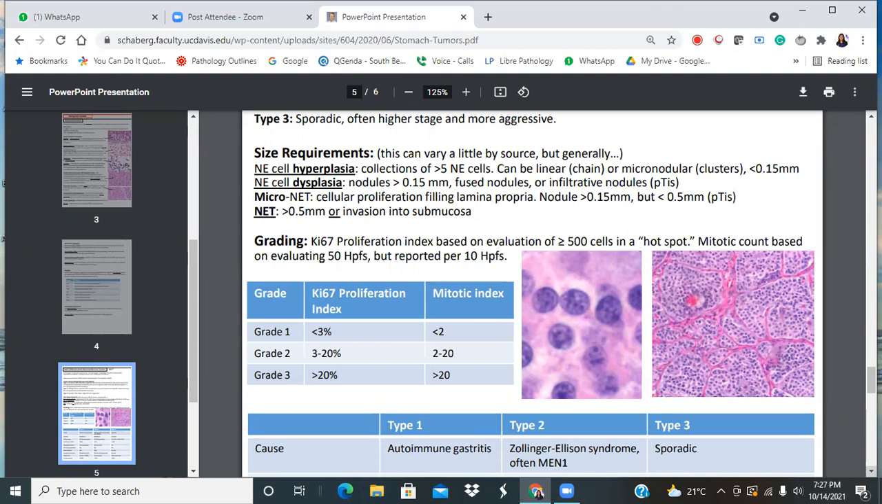I try to screen all my areas. I try to get the largest measurement of the nodules I have. Remember that it has to be a continuous measurement. You can't have normal epithelium in between them. If you have a nodule here and a nodule here, intermixed with normal epithelium, this breaks the measurement. It has to be a continuous proliferation of endocrine cells that measures up to 0.5 millimeters.